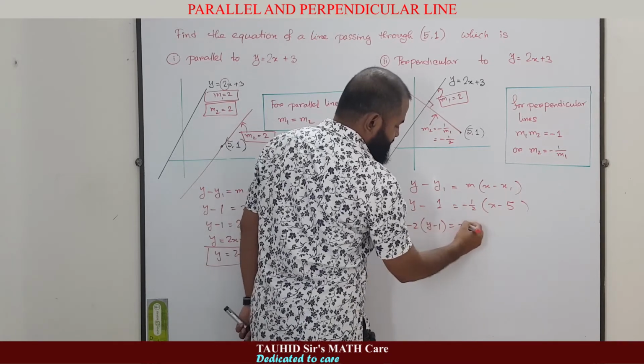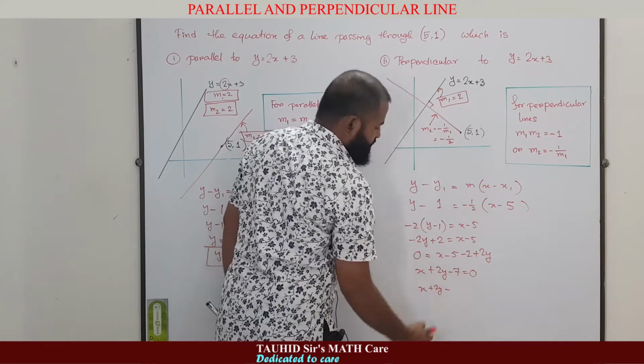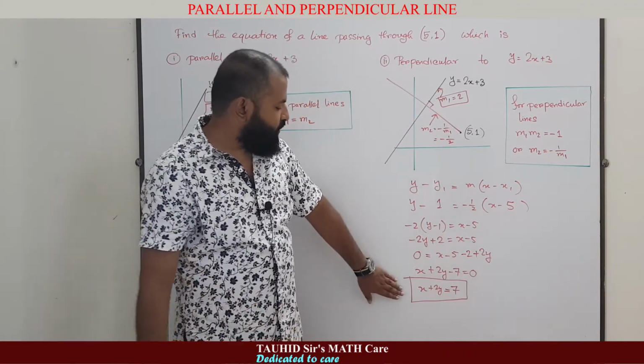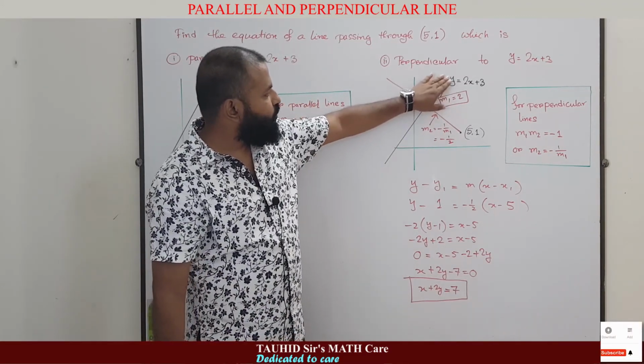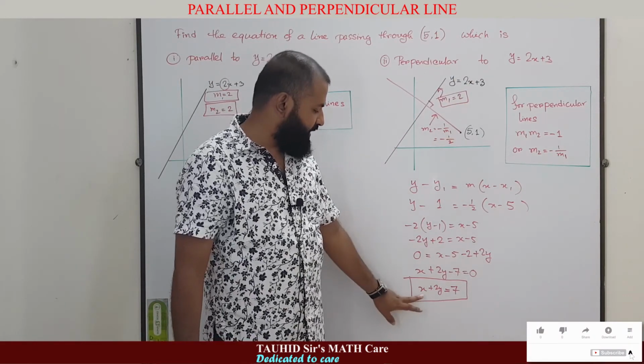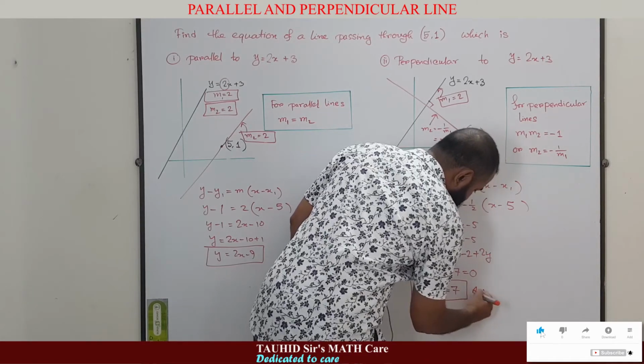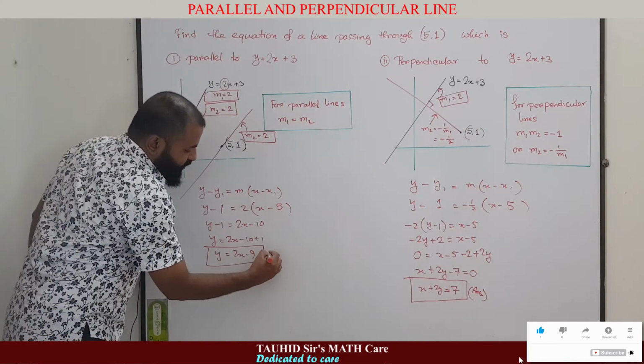Therefore the equation of the straight line perpendicular to y equal to 2x plus 3 and passing through the point (5, 1) is x plus 2y plus 7 equal to 0. This is our answer, and this is the answer of question number 1.